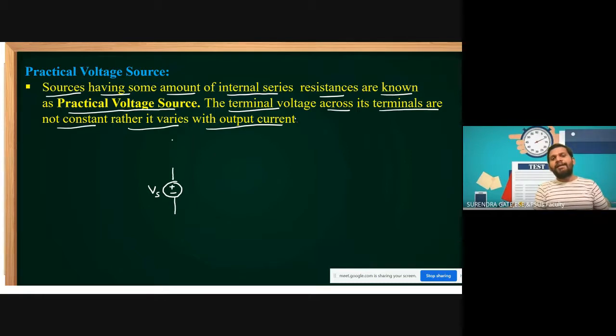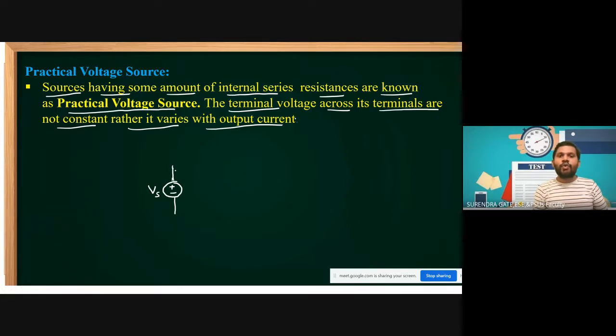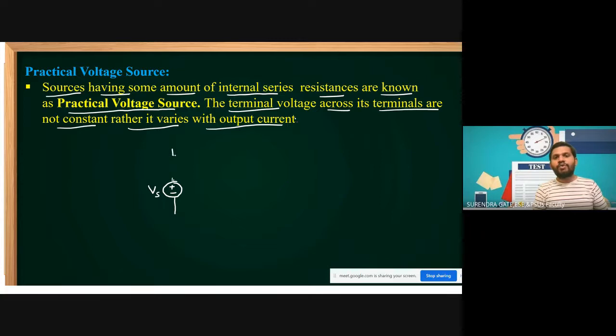Actually, it is the internal series resistance in series with the source. It is a source having internal series resistance, not across the source. In the case of a voltage source, that resistance is in series with the source. Let the source resistance be Rs.